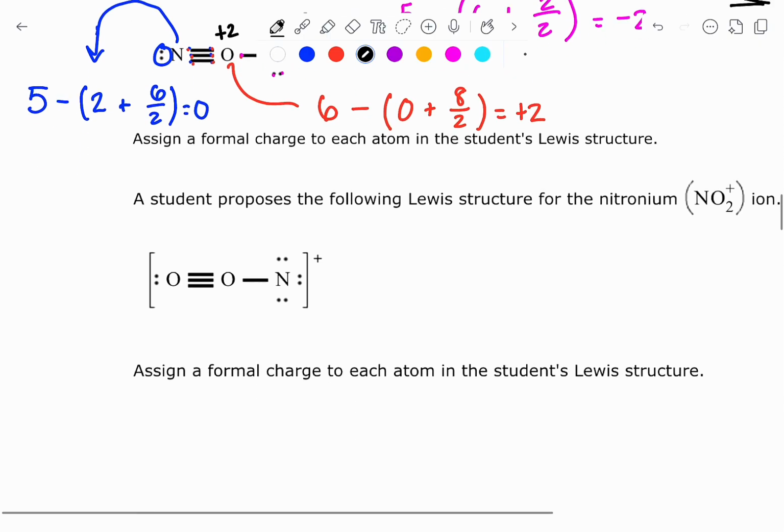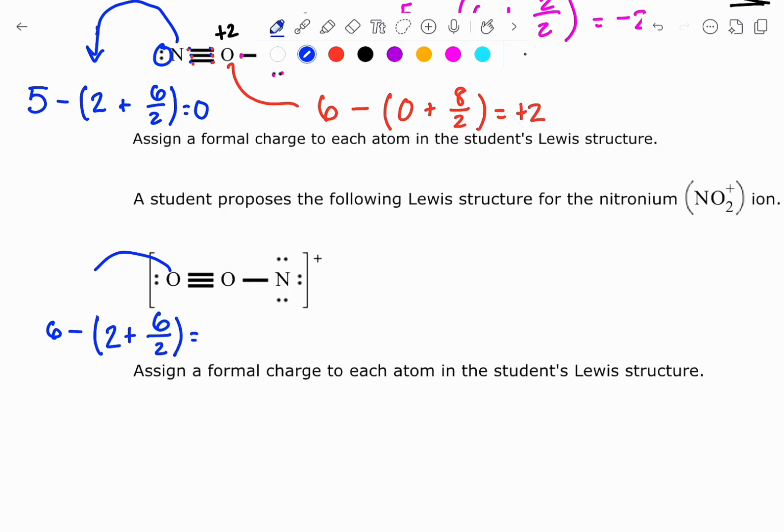Now let's look at this NO2 plus. We should end up with a plus 1 for our formal charge. This first oxygen, 6 valence electrons, minus the 2 electrons that are in lone pairs, 6 electrons in bonds divided by 2, giving me a formal charge of plus 1. That's 6 minus 5. This second oxygen here, I have 6 valence electrons, minus, let's see, 0 lone pairs, and 8 paired up divided by 2.